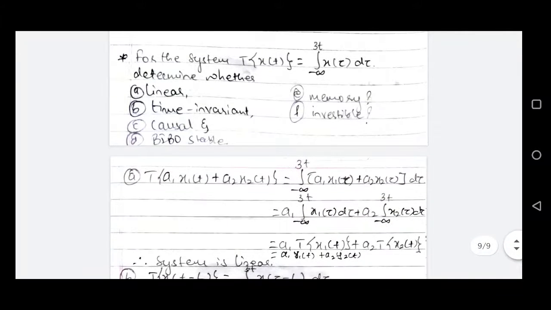Next, we'll consider an integrator system. For the system T of x of t, which is nothing but y of t, equals integration from minus infinity to 3t of x of tau d tau. We'll have to verify the properties of these systems on this.